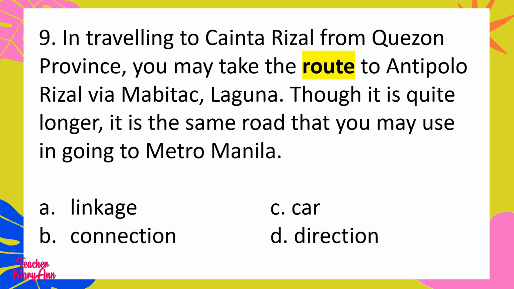Number 9. In traveling to Cainta, Rizal from Quezon Province, you may take the route to Antipolo, Rizal via Mabitac, Laguna. Though it is quite longer, it is the same road that you may use in going to Metro Manila. What is the meaning of the word route? A. Linkage, B. Connection, C. Car, D. Direction.